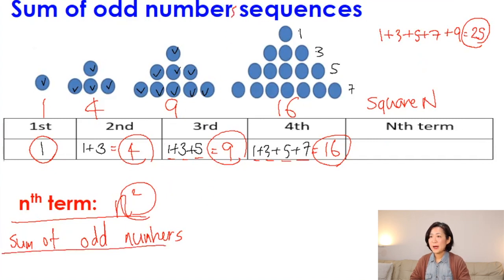So now in here, identifying your n is important. So for the sum of odd numbers, your n means how many odd numbers you add up. That's very important. Remember, when it comes to the odd number pattern, that is the same as a square number, but n means the number of odd numbers.